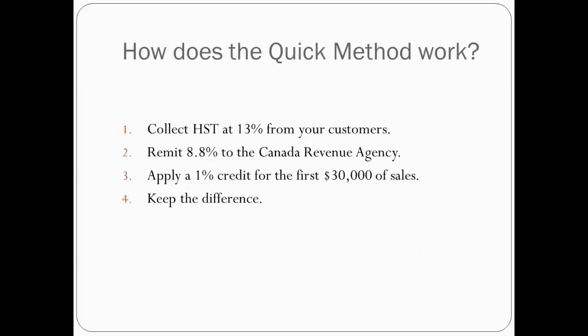How does the quick method of accounting work? It's very simple. All you do is collect 13% from your customers normally, and then you only remit 8.8% to the Canada Revenue Agency after applying a 1% credit for the first $30,000 in sales. Everything else you keep, and that is the amount you don't have to remit to the government.